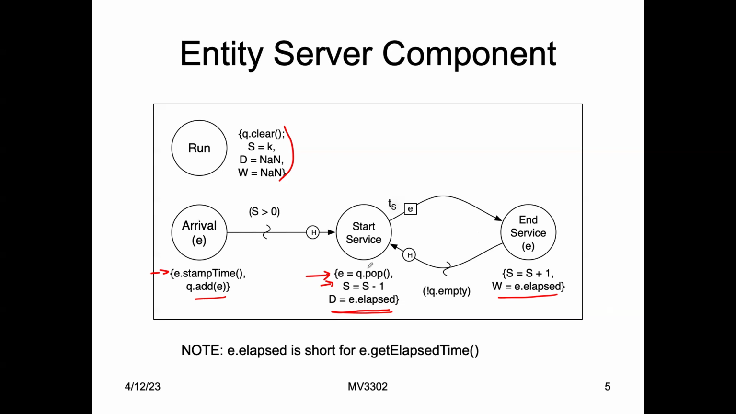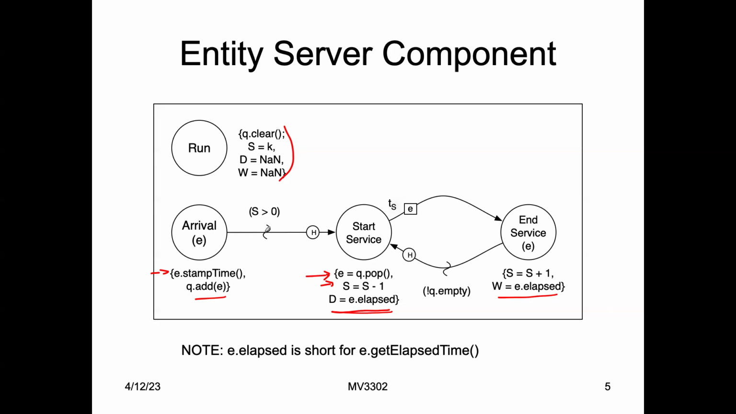And you also said something very important that bears emphasizing: the precondition for the start service event to occur is that the number of available servers, S, is bigger than 0, and that the queue is not empty. Those are the preconditions, and it bears checking that they are met. So let's look at it from the arrival event. If there are preconditions like that, then you want to make sure that every event that schedules it ensures those preconditions are met.